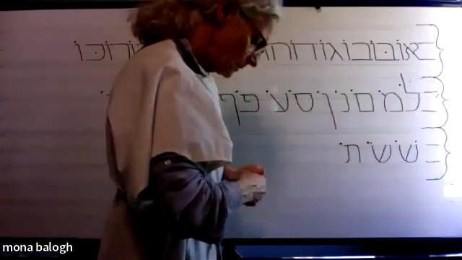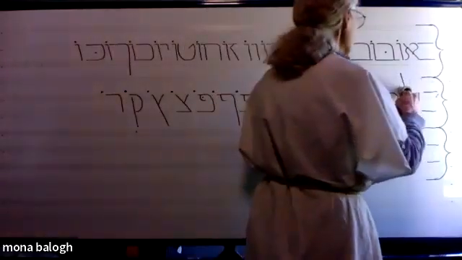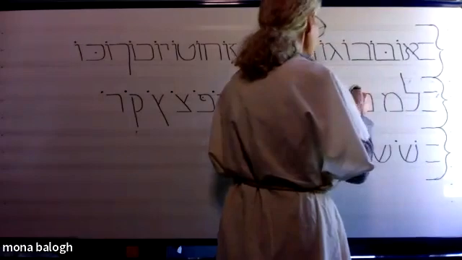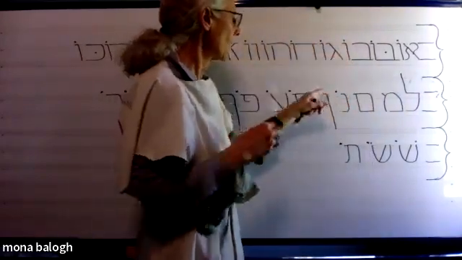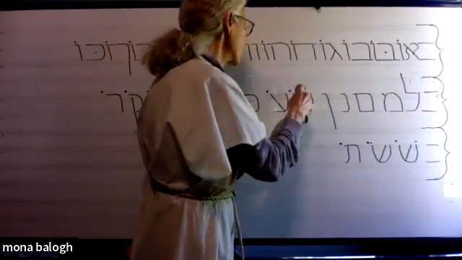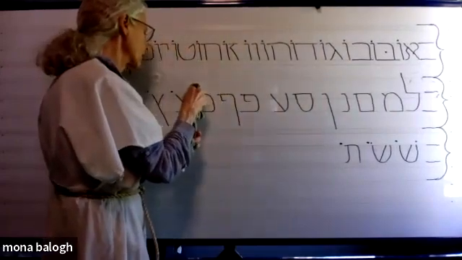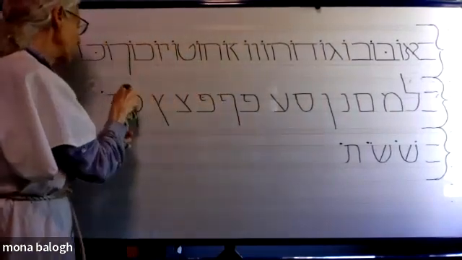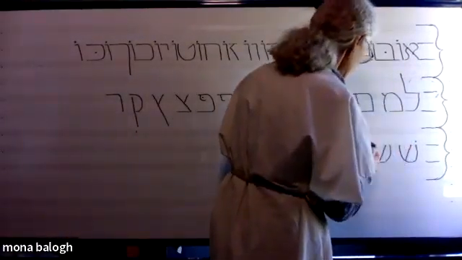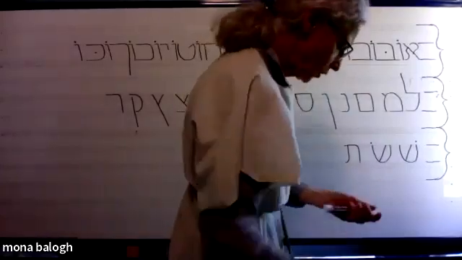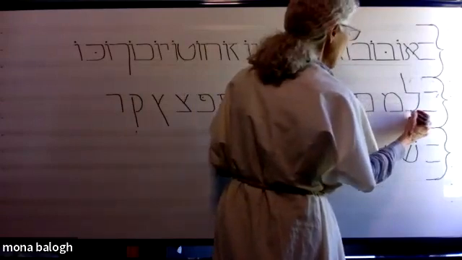Now comes the kubutz, which is the oo sound. Okay, so there are two ways to make the O sound, the Holam Vav and the Holam. And there are also two vowels that make the oo sound. The kubutz is one of them. Okay, so let's get that kubutz, which has 3 dots going down in a diagonal.